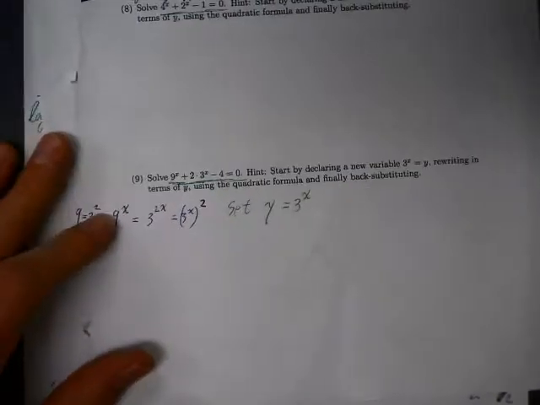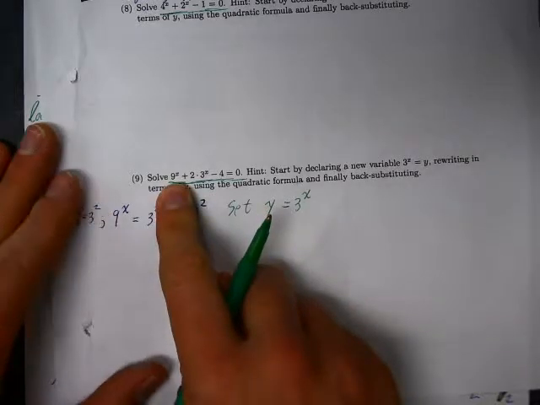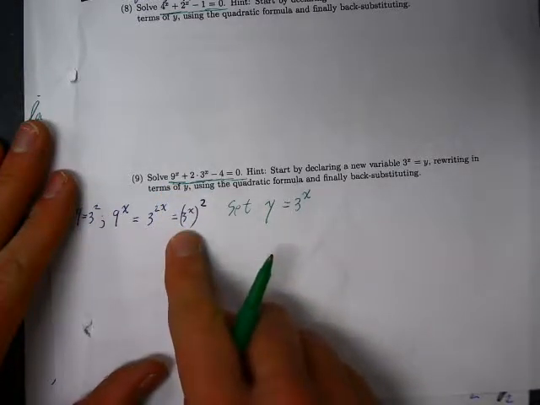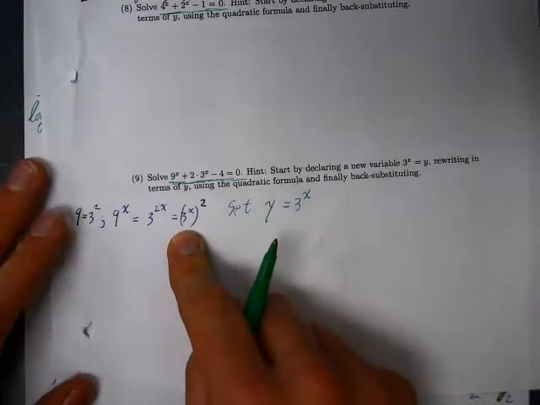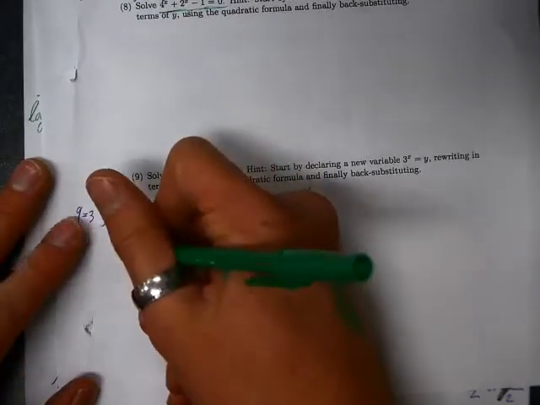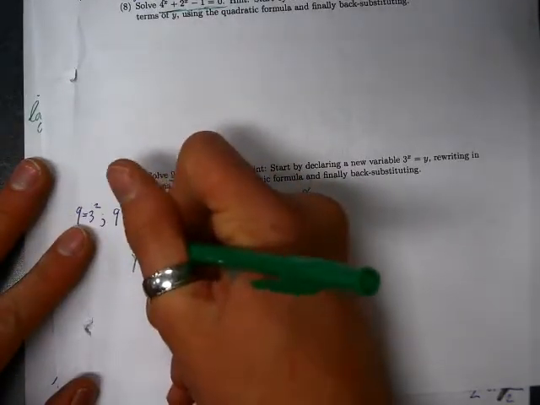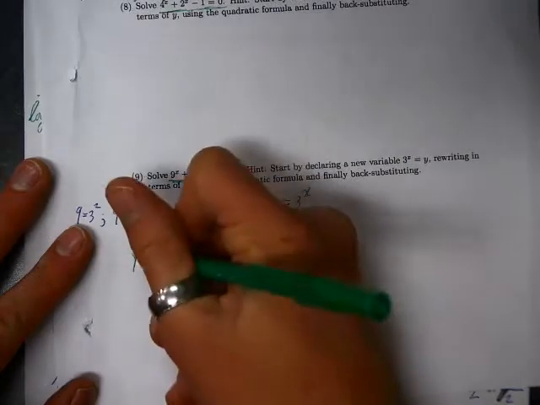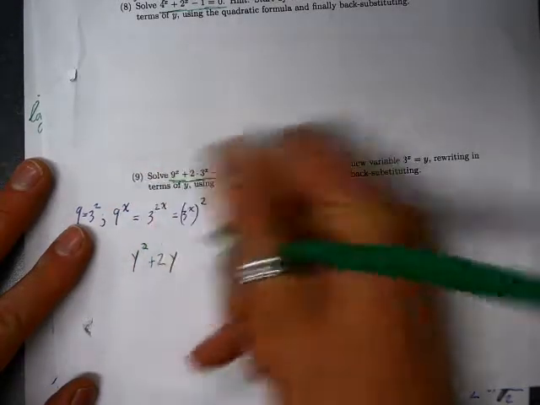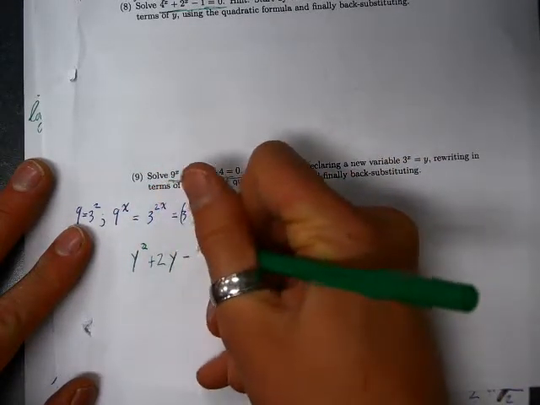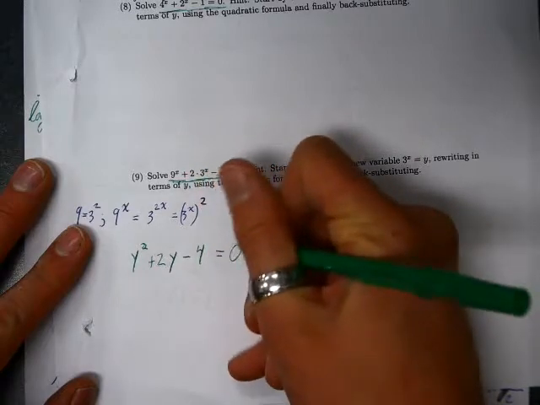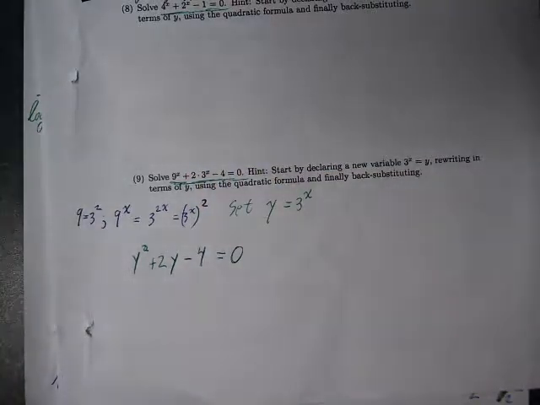So what'll this become? Well, it'll become 9 to the x. That's the same thing as 3 to the x squared. That's y squared. So the equation will become y squared plus 2y minus 4 equals 0. Oh, hey, does that look like an easier equation to solve? Yeah, it's a quadratic equation.